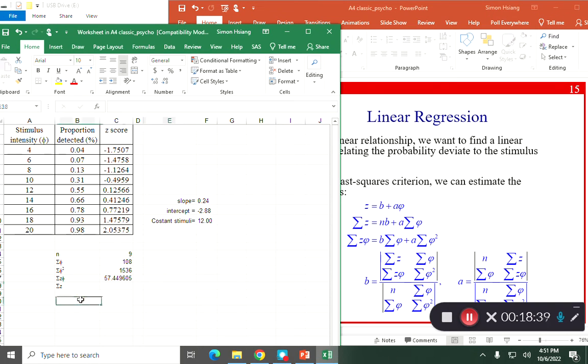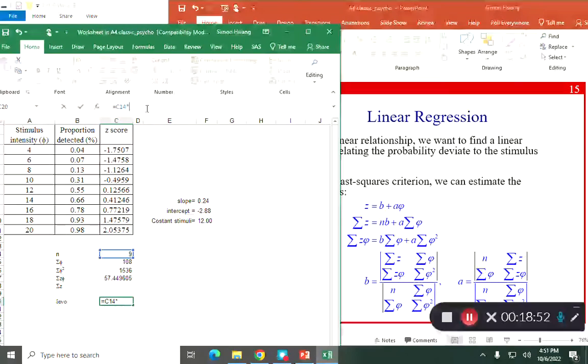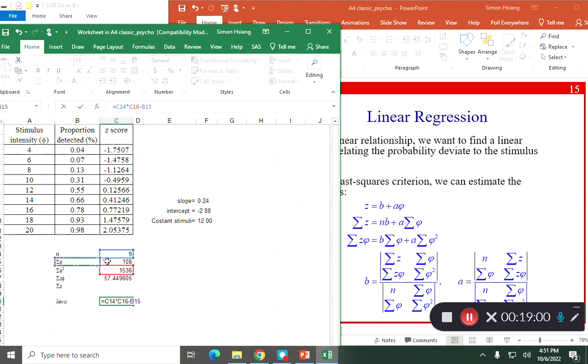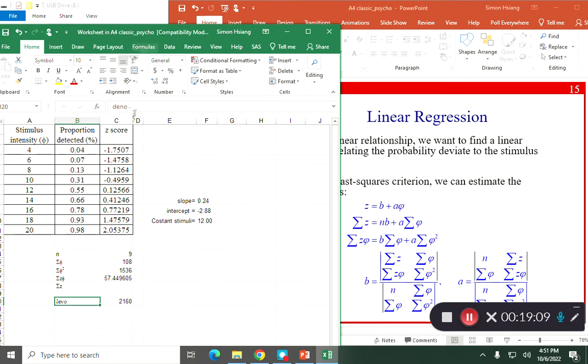So what is the denominator? The denominator is basically equal to n times summation Z phi square minus summation phi, summation phi square. Okay, that's my denominator.